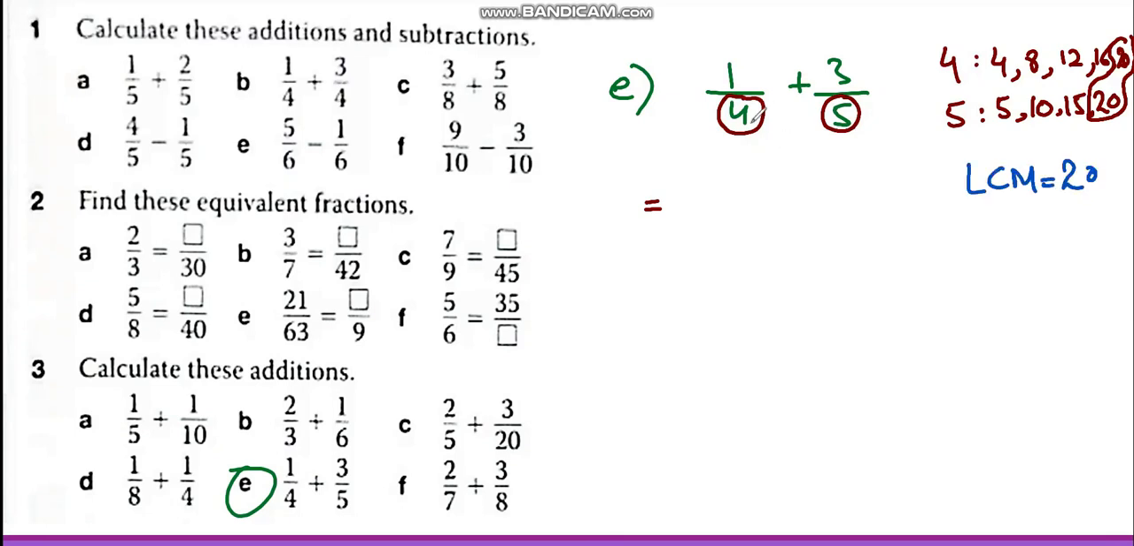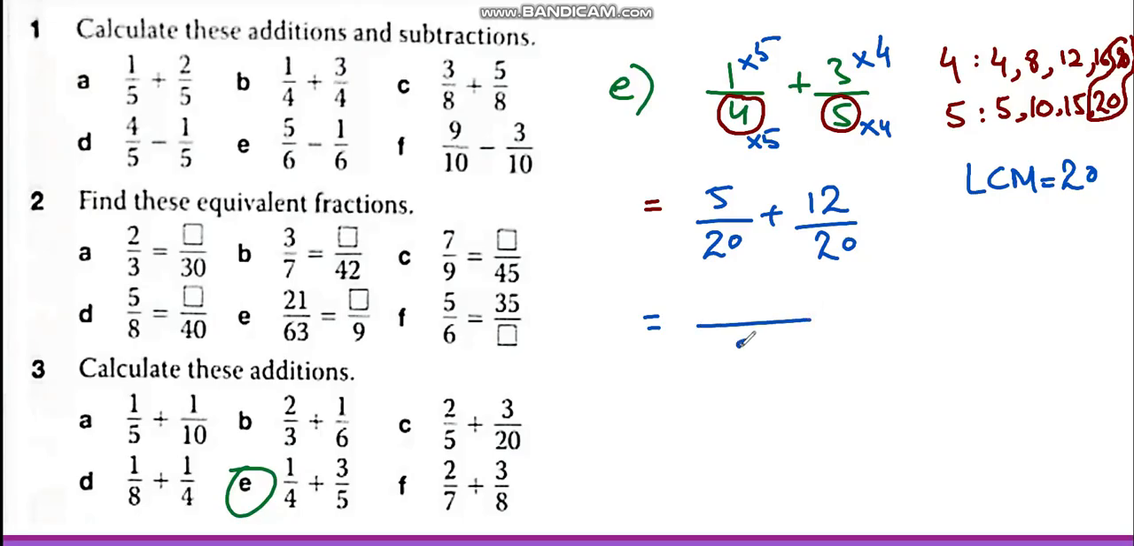We can easily convert the fractions so the denominator is 20. So you know that 4 times 5 is 20, and we need to do the same thing on the top. Similarly, 5 times 4 is 20, and we need to do the same thing on the top. So it's 5/20 plus 12/20. Now we can write the common denominator here, and the sum of the numerators will be 17.